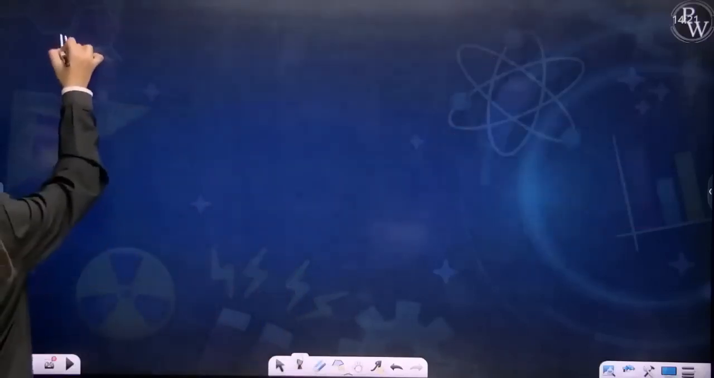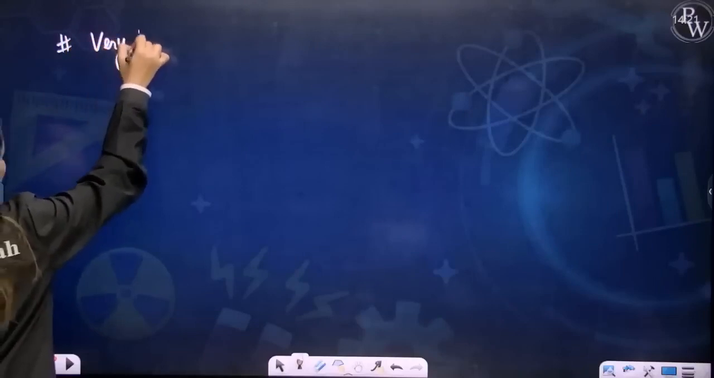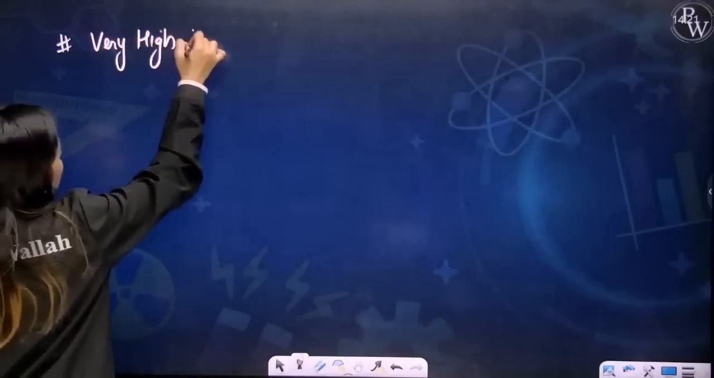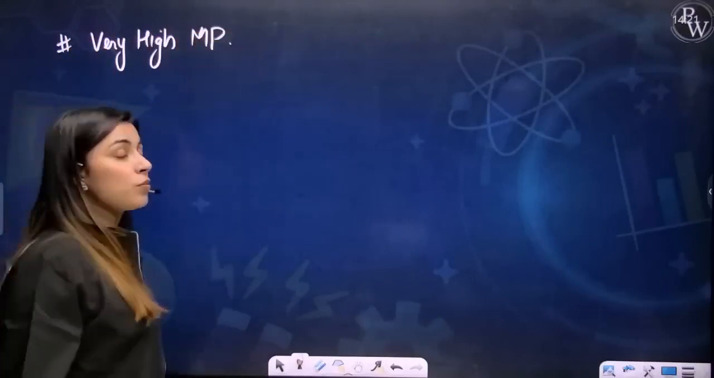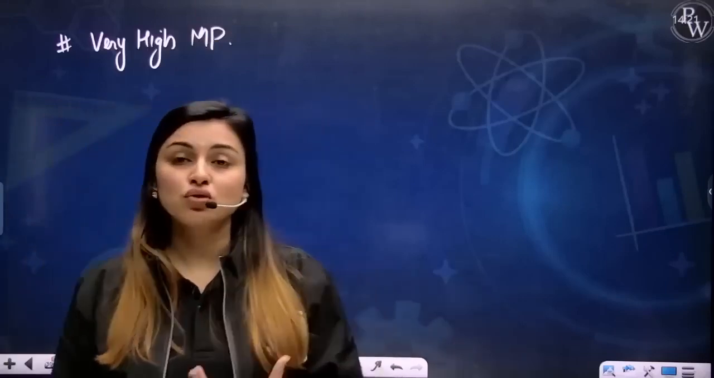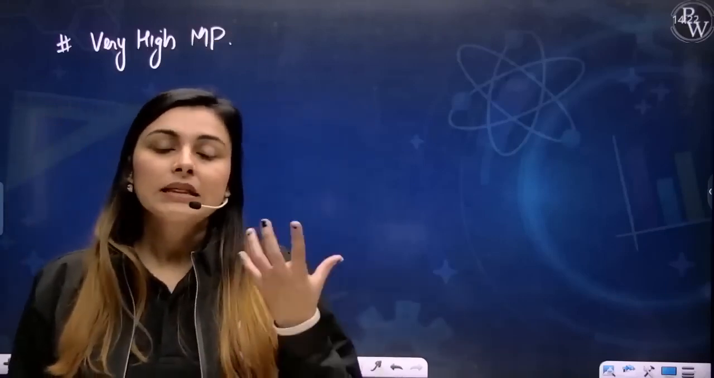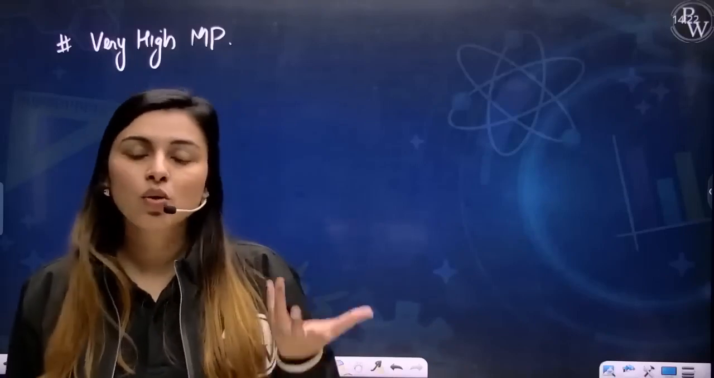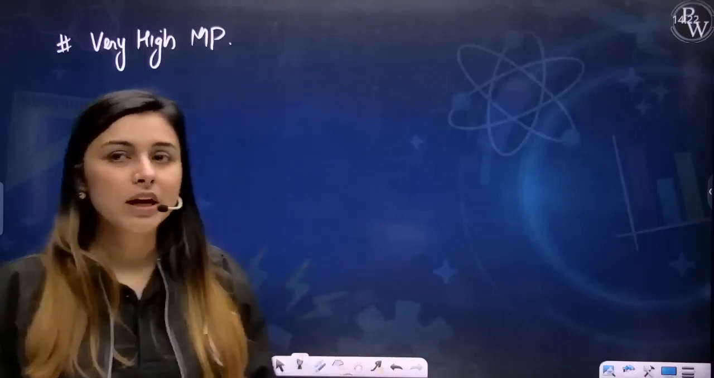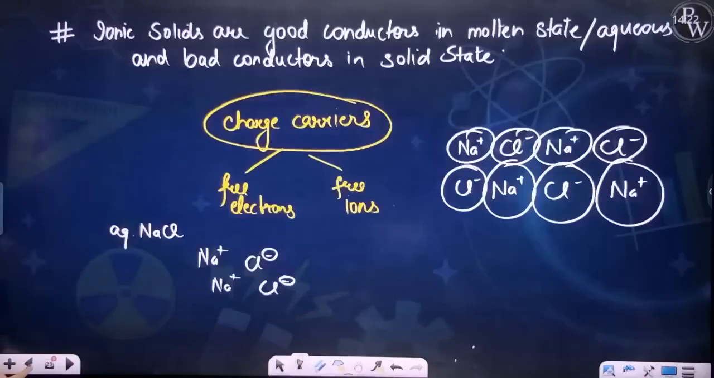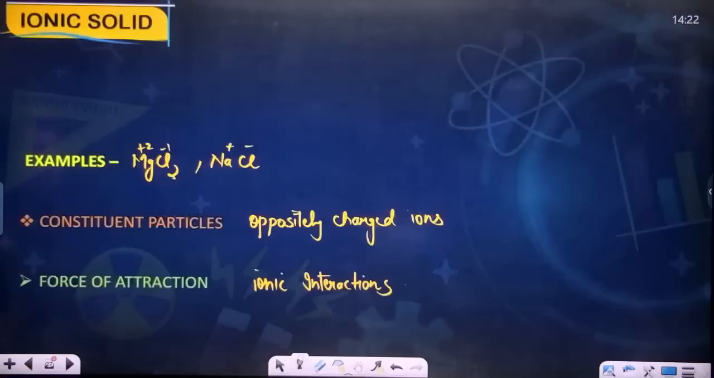Next point is they have very high melting point. They have very high melting point because they have very strong forces of interaction. Okay, yes. These are the few points which you need to know about the ionic solids. I hope you're clear with this. You can write each and every part we have discussed till now about ionic solids. Write it down, my dear students.